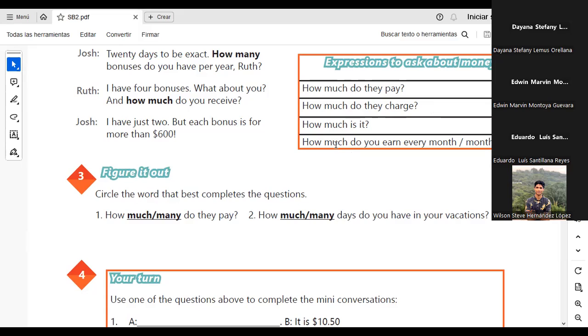Okay, question number four. How much do you earn every month? Okay, this question is about the money you receive in your company, the salary in your company. Earn is ganar, right? Ganar, pero ganar de dinero, no ganar una competencia. Okay, earn. How much money do you earn every month or monthly? Okay, clear the four questions, guys, or no clear?